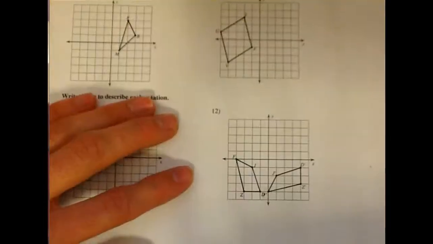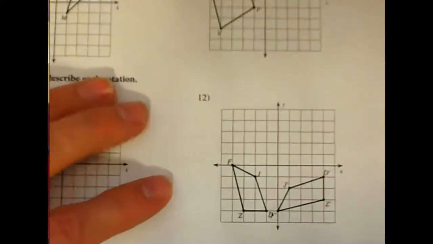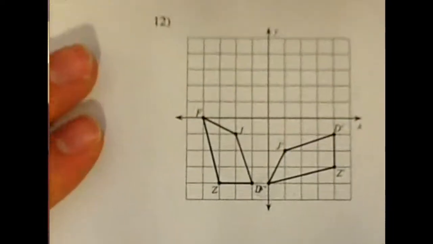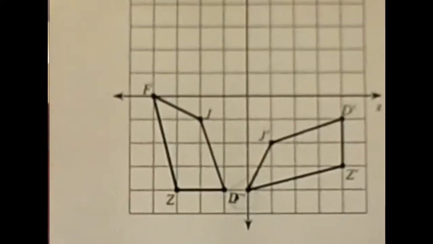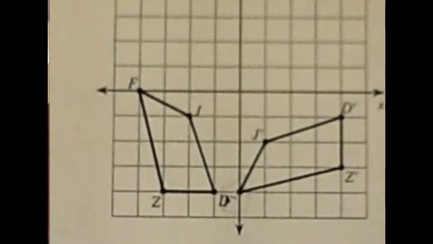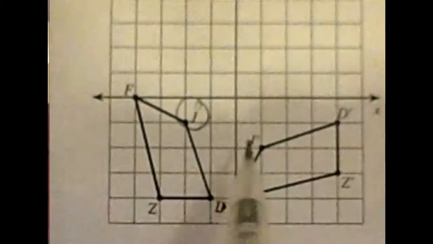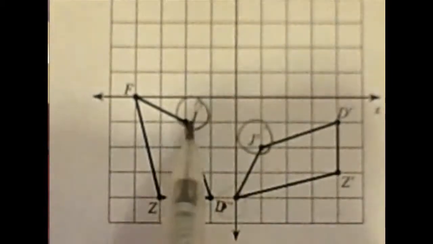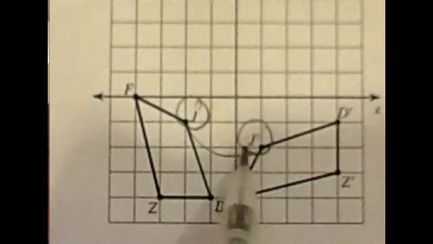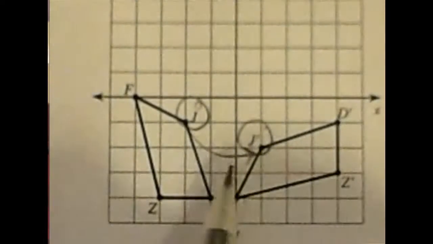Now let's go down to the bottom. We need to write a rule for what is going on in the shape. And I'm going to go down to number 12. And on number 12 here, if we zoom in a little bit, we're going to be looking at a few of our points to see where they went. So we can see that we have a point J right here and J prime over here.